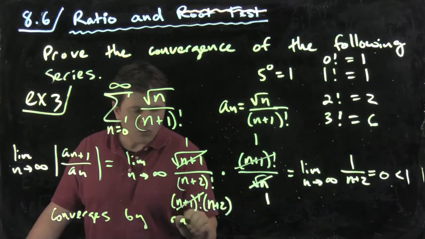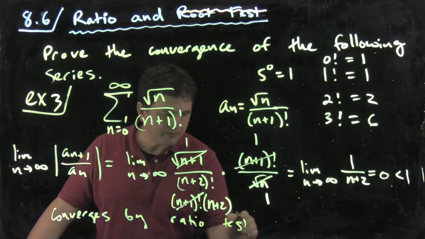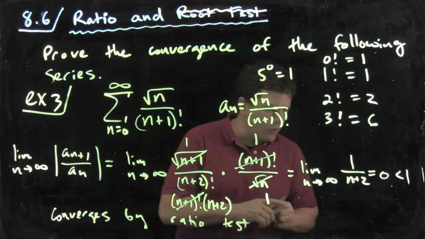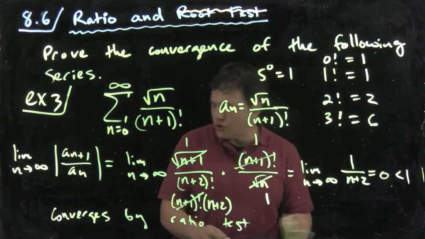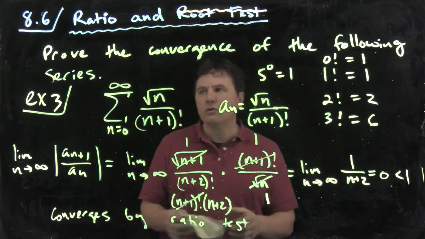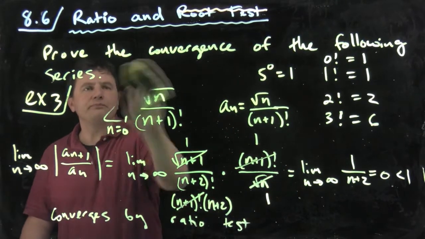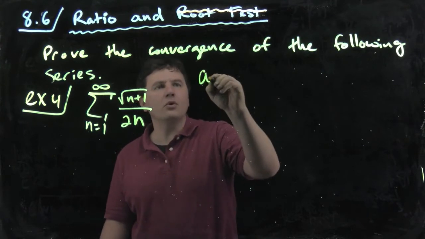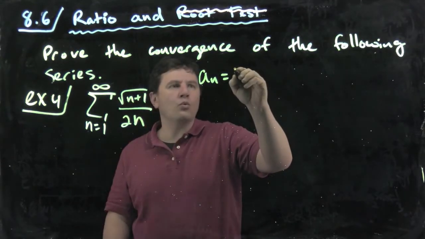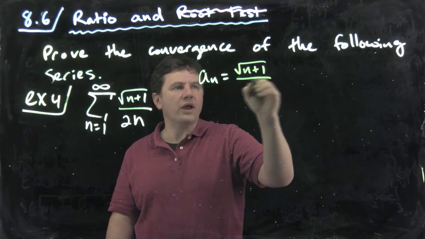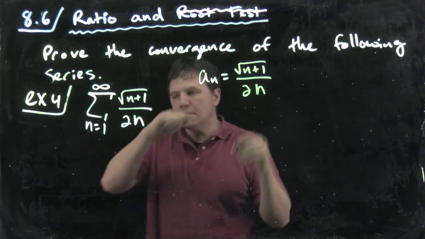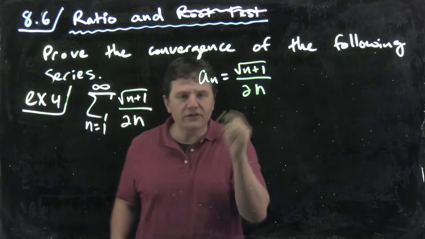by ratio test. Okay, one last example, and this one I want to show you an example where the ratio test is inconclusive, and I'll talk about what that means. Okay, last example, and we're going to see what it looks like when ratio test is inconclusive and what we're going to do in that situation. So let's go through this.